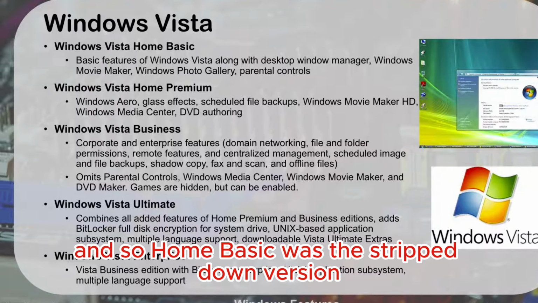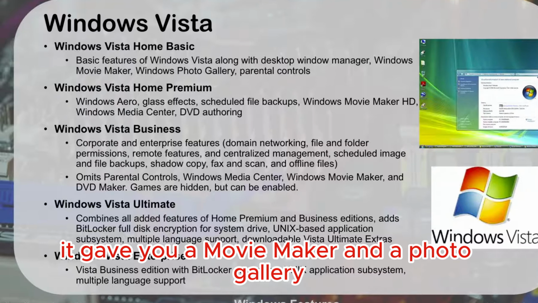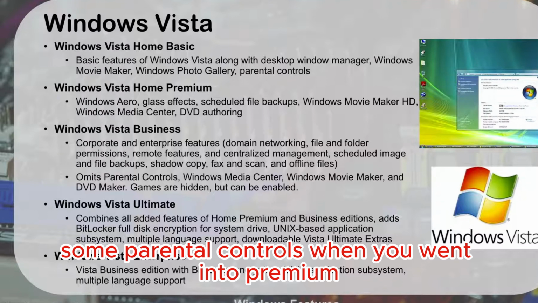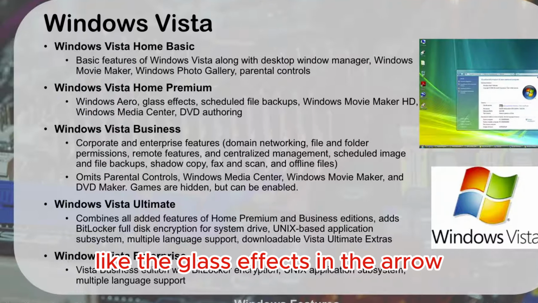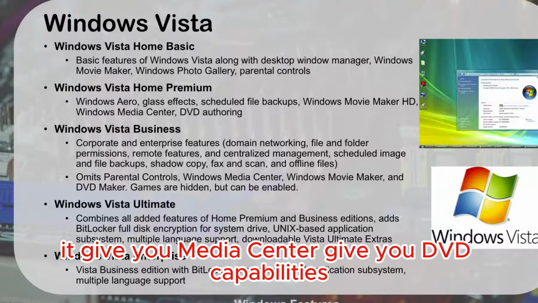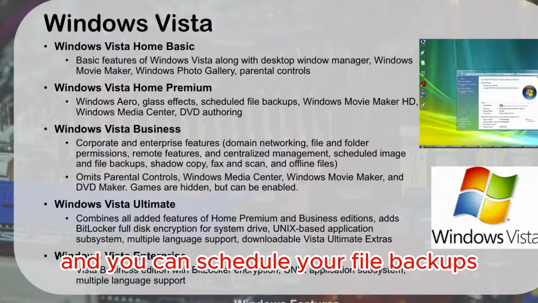And so Home Basic was the stripped down version. It gave you the basic Windows Vista environment. It gave you a movie maker and a photo gallery, some parental controls. When you went into Premium, you got prettier effects, like the glass effects and the arrow. It gave you Media Center. It gave you DVD capabilities. The HD version of Movie Maker, and you could schedule your file backups.